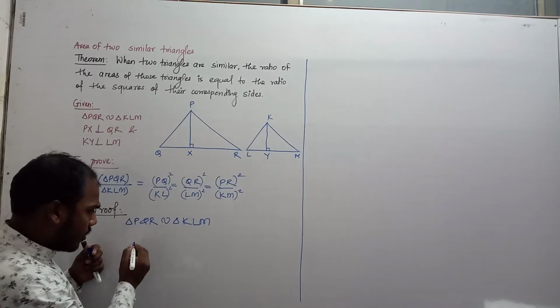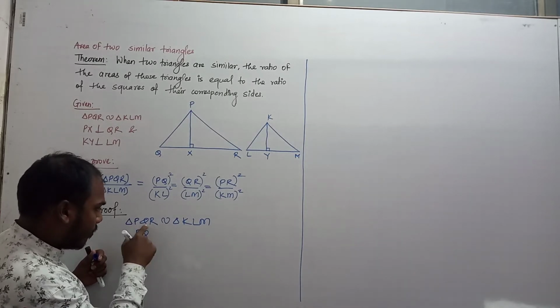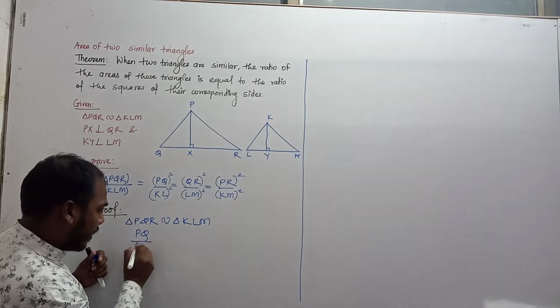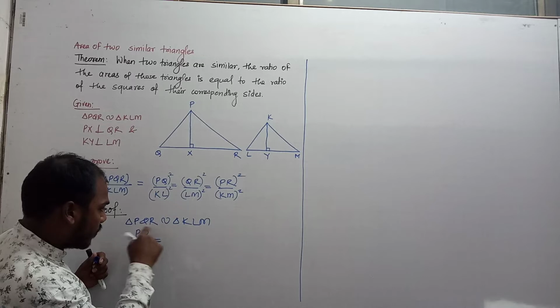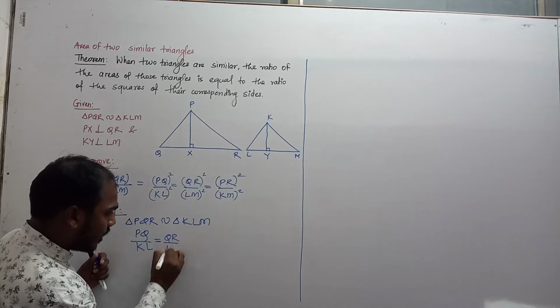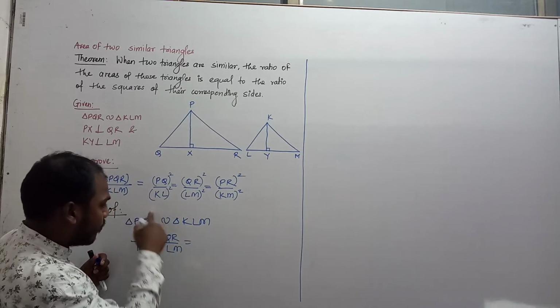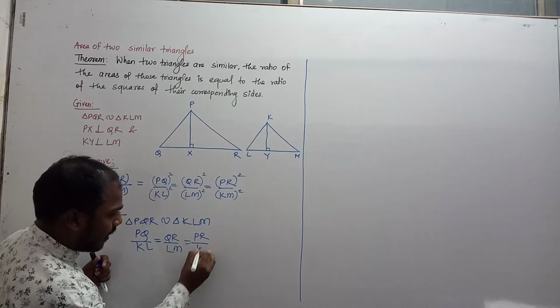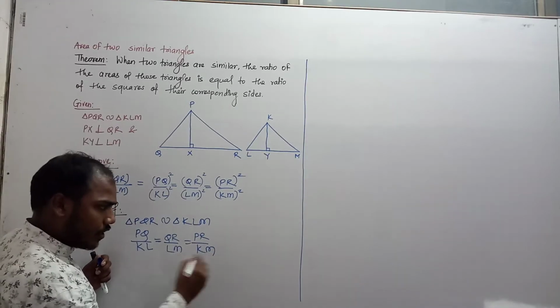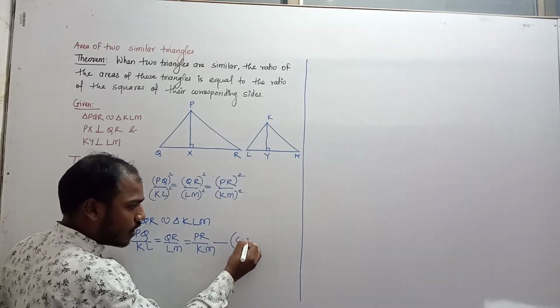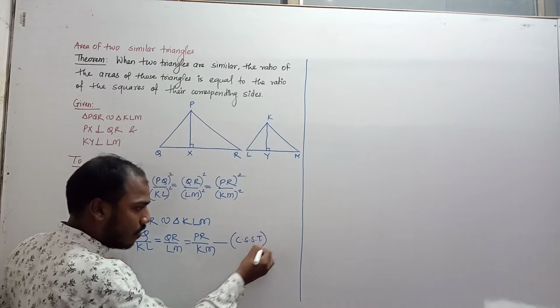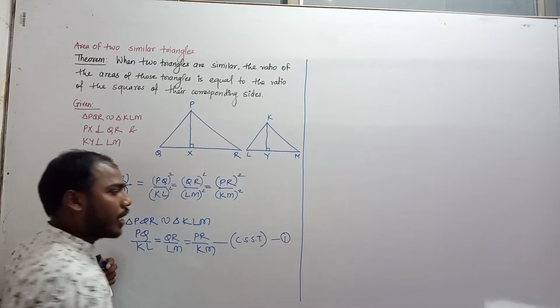So from this I can write that PQ corresponding to KL, that ratio is equal to QR with LM, and that ratio is equal to PR with KM. These ratios are equal because corresponding sides of similar triangles are in proportion. We will write this as a reason and give equation number 1 to this.